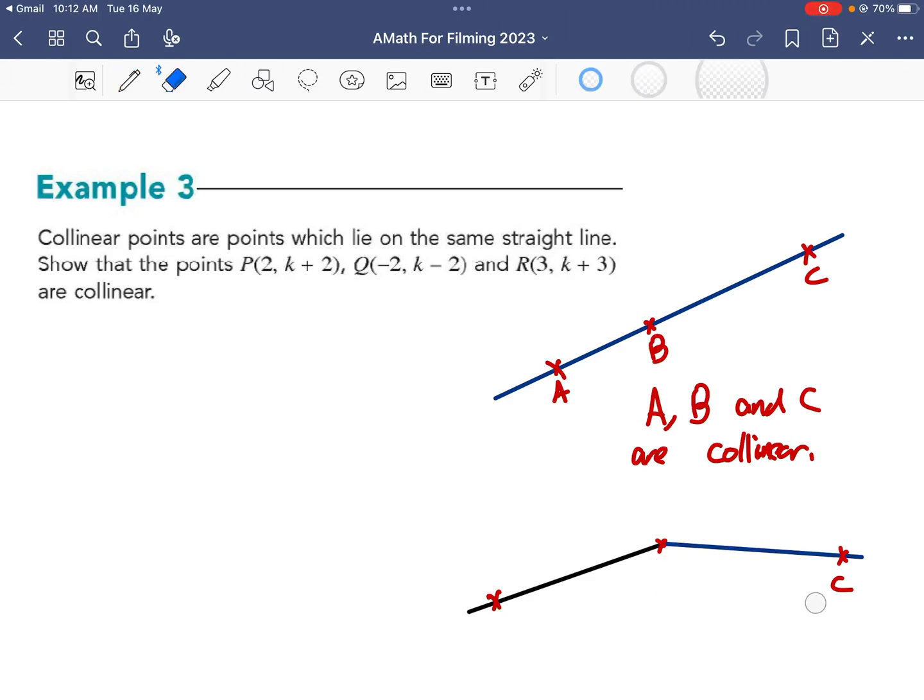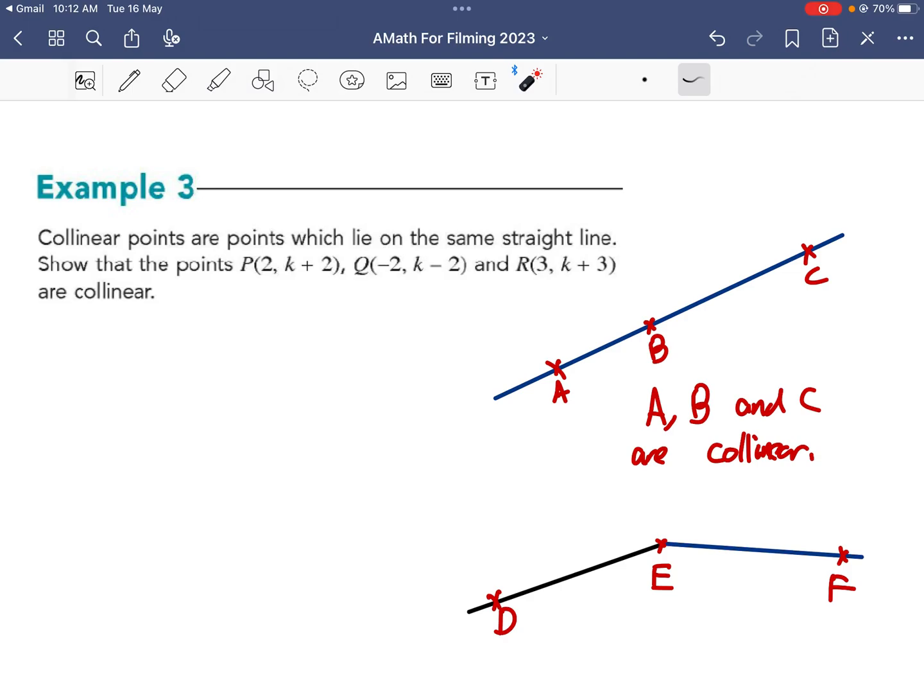Okay, maybe I change this A, B, C to D, E, F. So in this case, D, E, and F are not collinear. There are two concepts here you can use to show that points are collinear. The first way is this: the gradient of AB, the gradient of AC and the gradient of BC will be the same gradient because they are collinear. For a straight line, the gradient will always be the same.